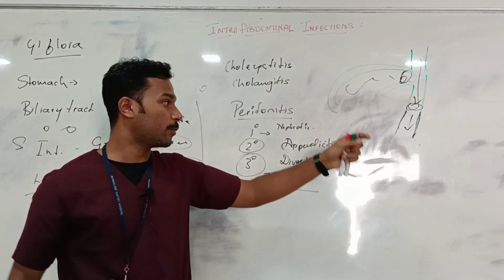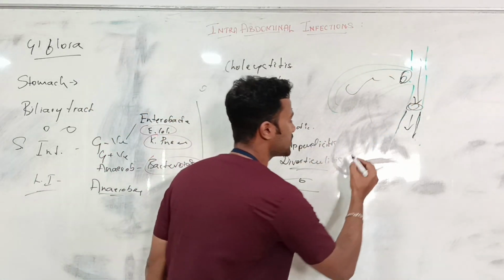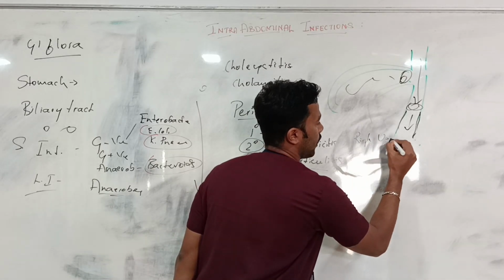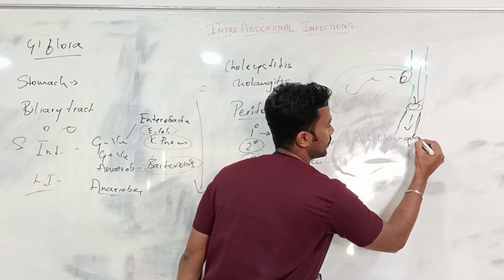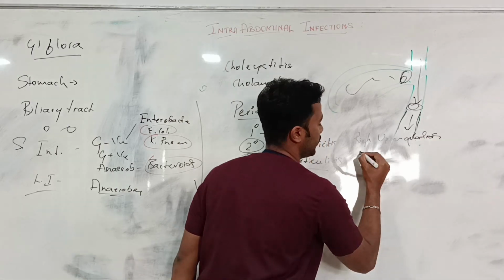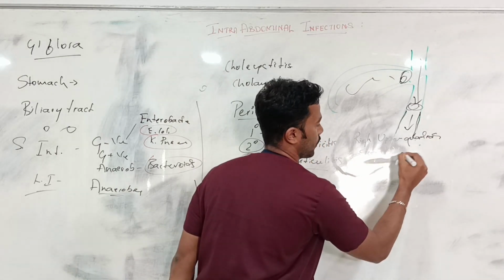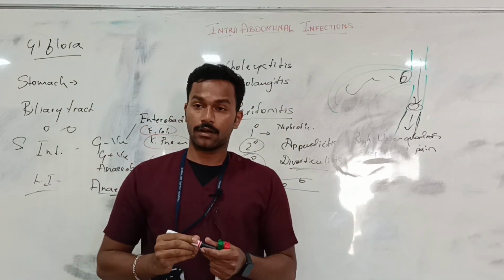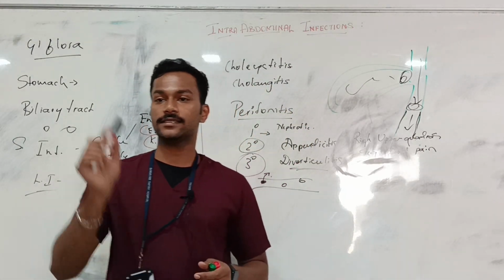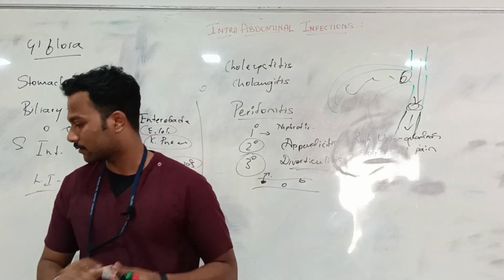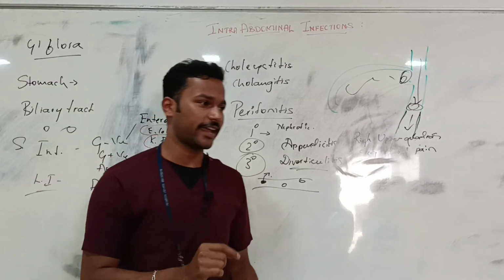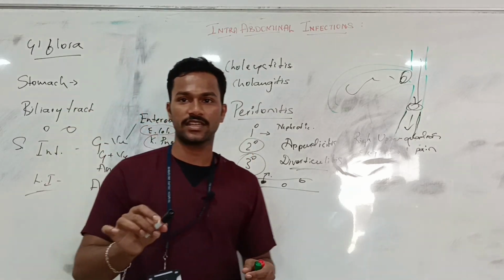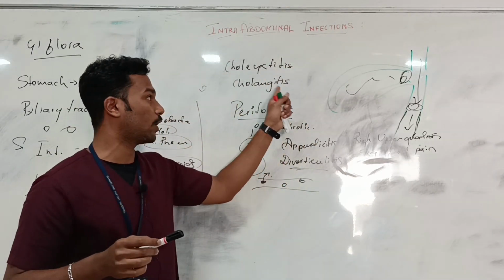One thing is abdominal pain, which is very specific: right upper quadrant abdominal pain. And another thing is jaundice. That is called Charcot's triad.